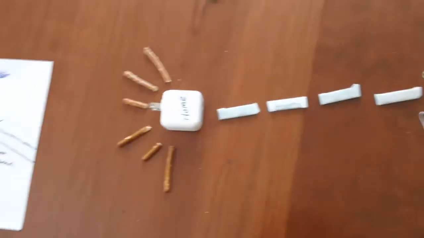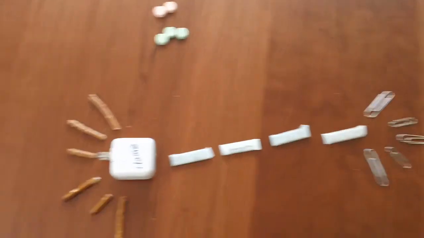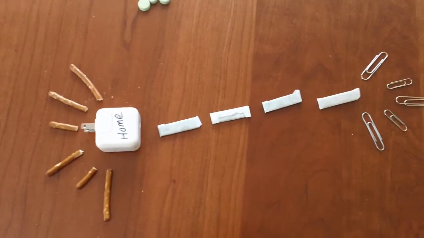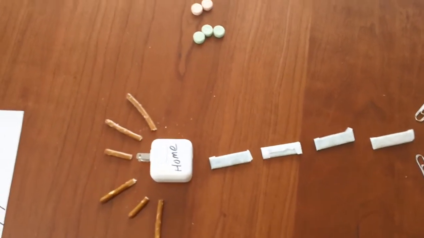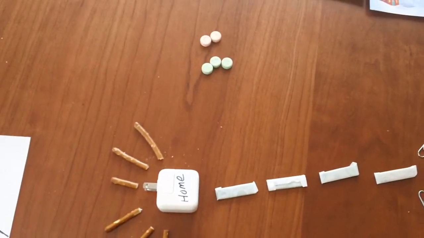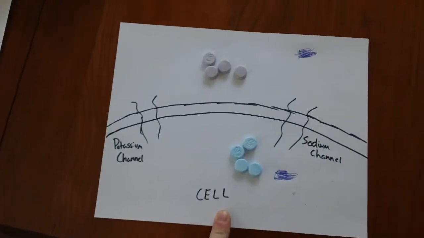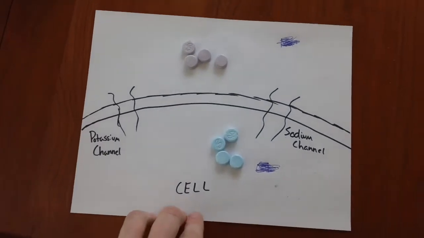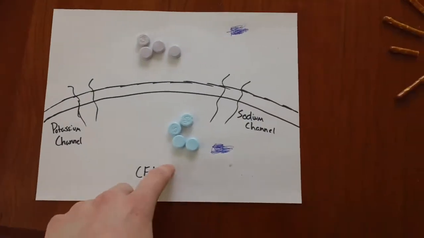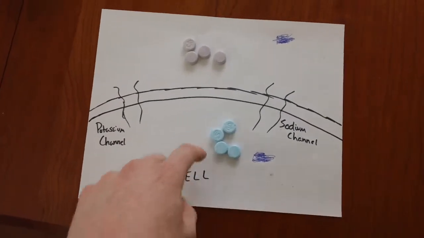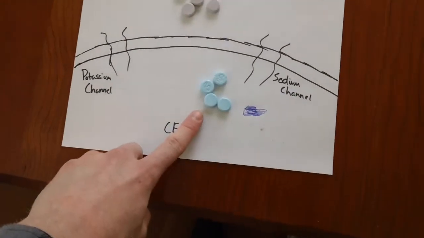When the cell is at resting potential, aka when it is not sending an impulse or message, this is the electrical potential of the neuron. This is when the sodium ions are outside of the cell and the potassium ions are inside of the cell. The sodiums would be the purple sweet tarts, and the potassium would be the blue sweet tarts.